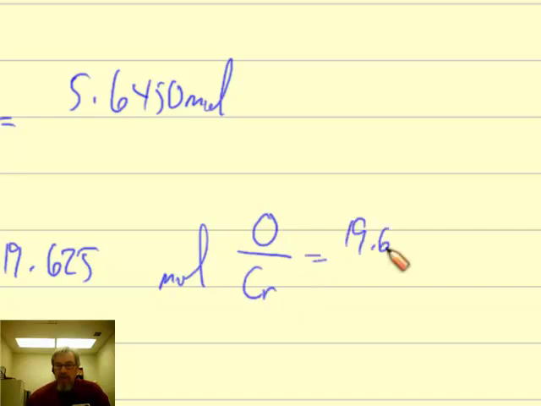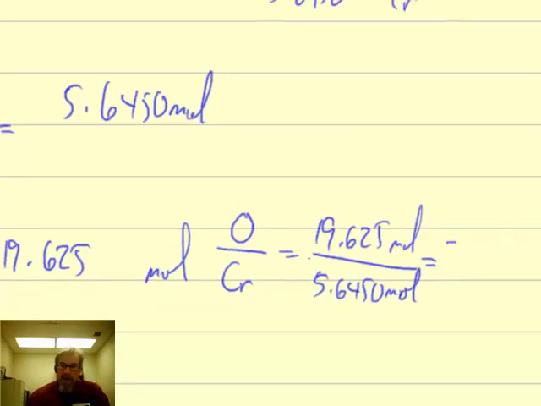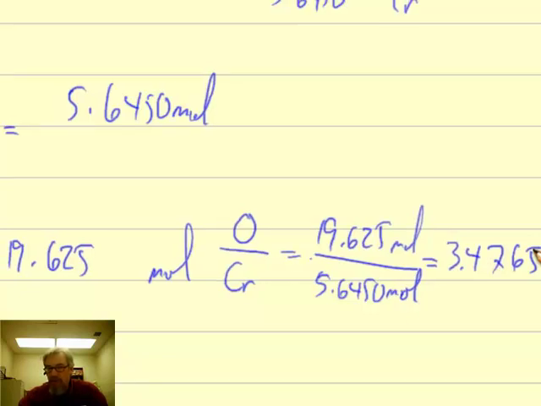So that's 19.625 moles divided by my 5.6450 moles of chromium. Here's what I get. I get 3.4765 when I do this to the correct number of sig figs. Now that's not very close to 3, so I can't really round down. And it's not very close to 4 either. To round to a whole number, I really need to be within a few hundredths of that whole number.